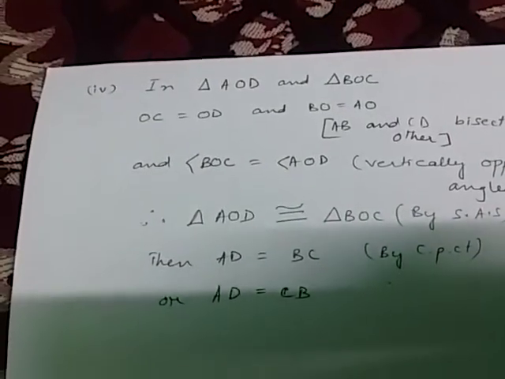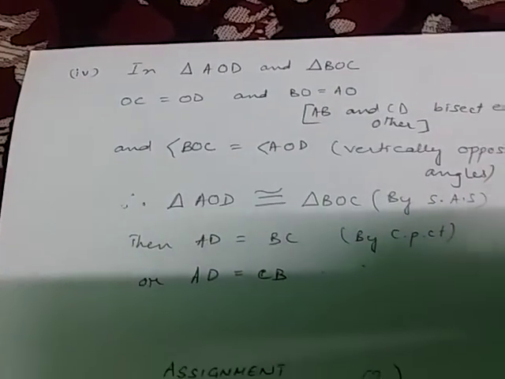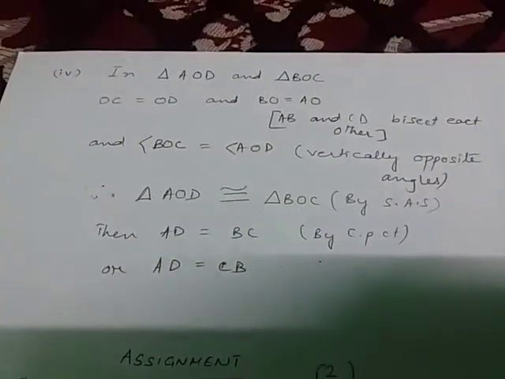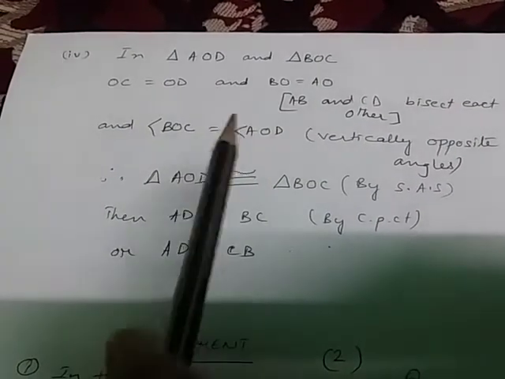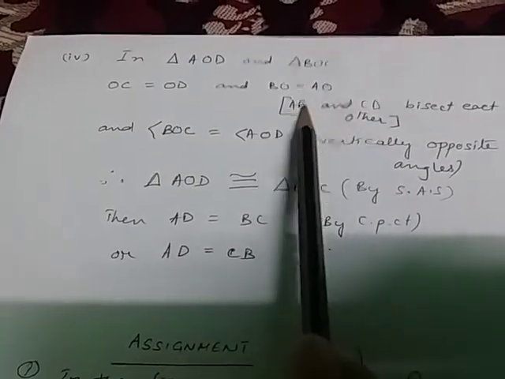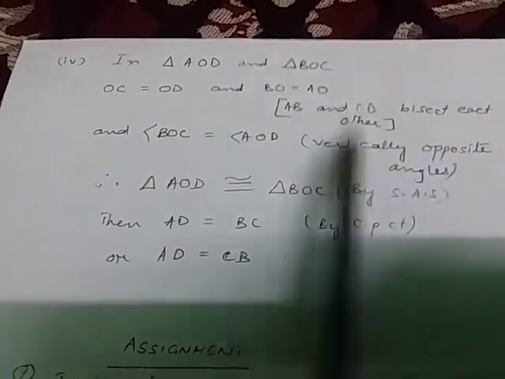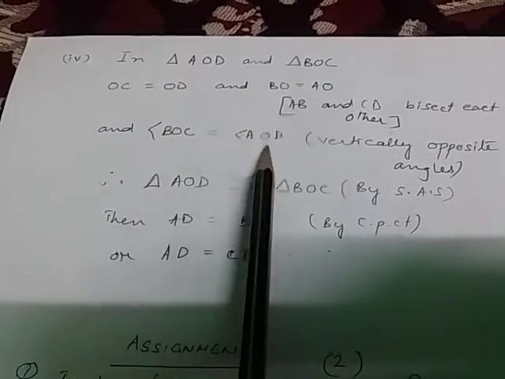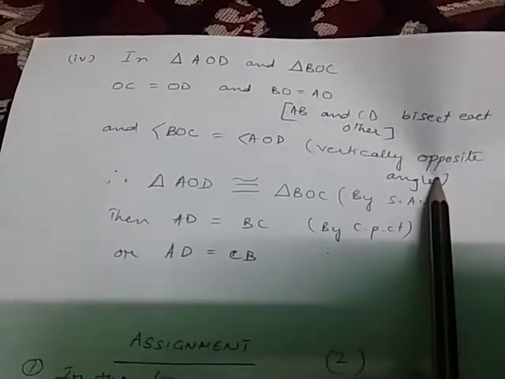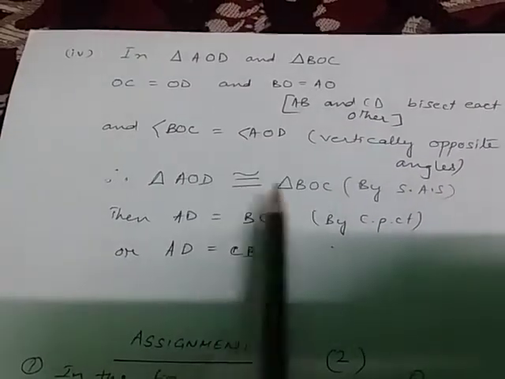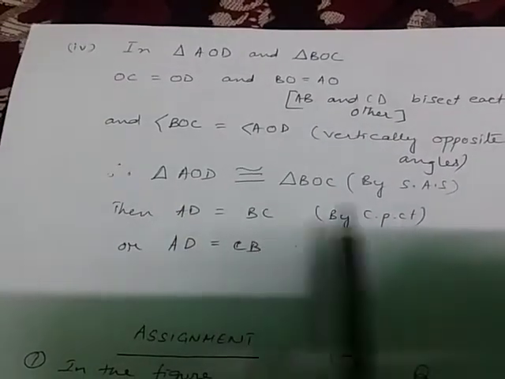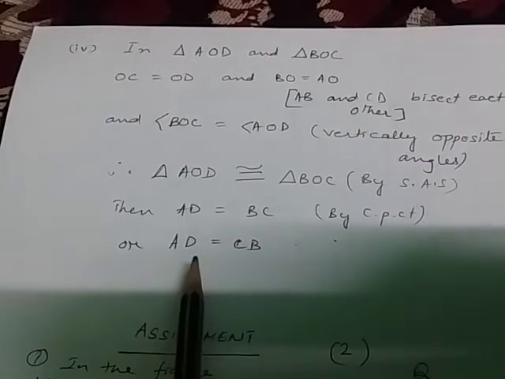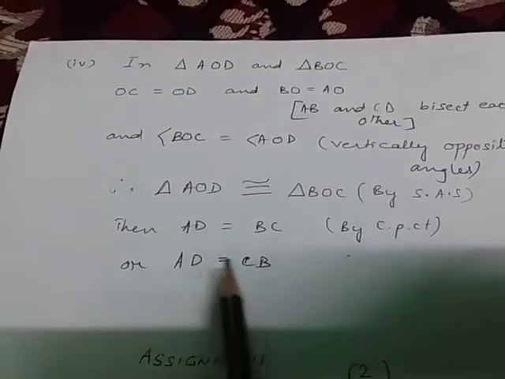Now in triangle AOD and triangle BOC, OC is equal to OD and BO equal to AO, since AB and CD bisect each other. Again here, BOC and AOD are vertically opposite angles. Therefore AOD is congruent to BOC by side angle side. Then AD equal to BC by CPCT, or according to the question AD equal to CB.